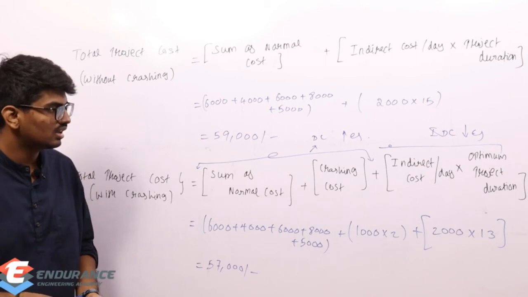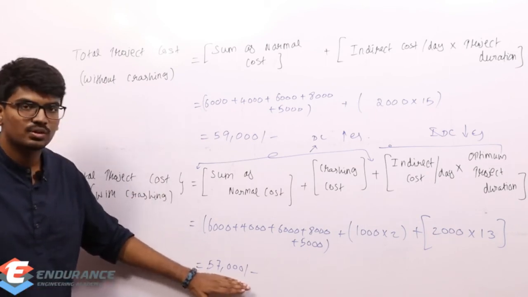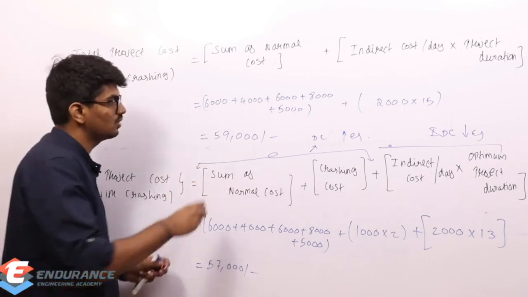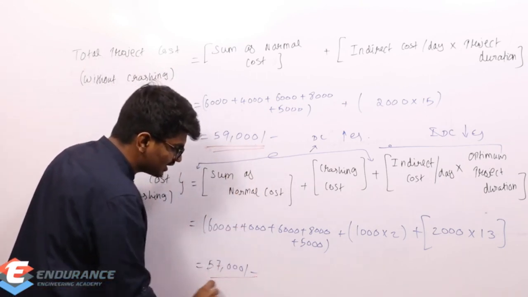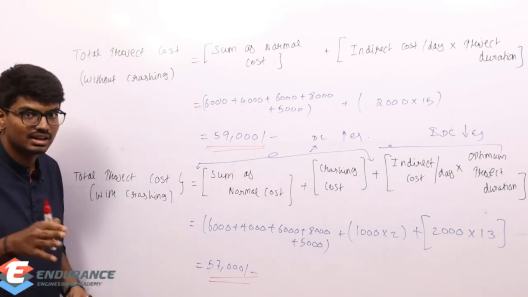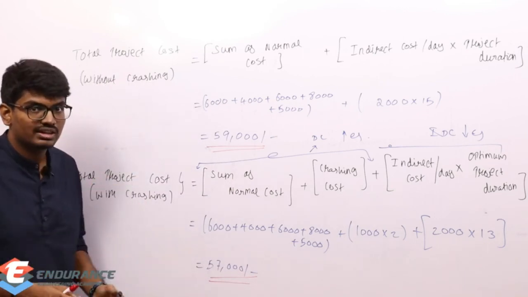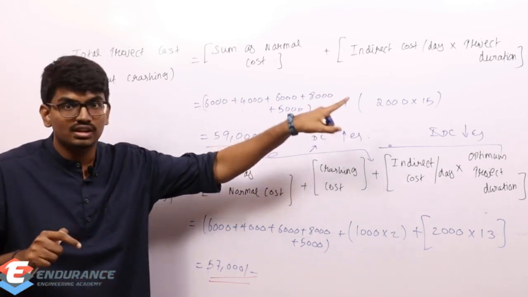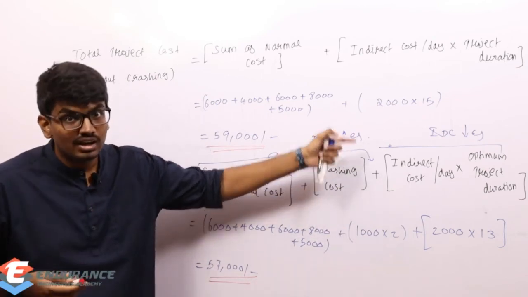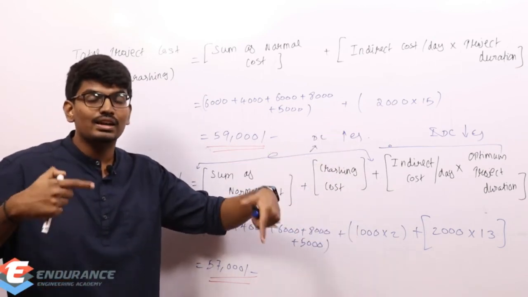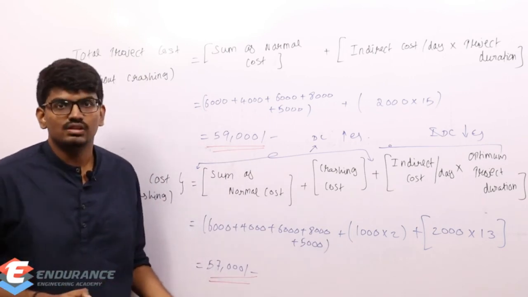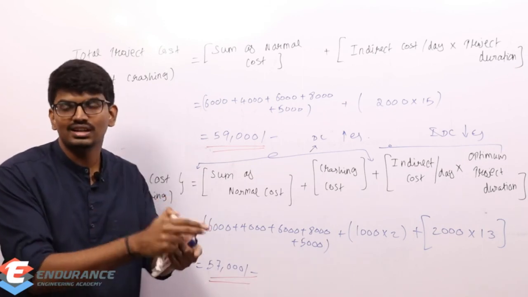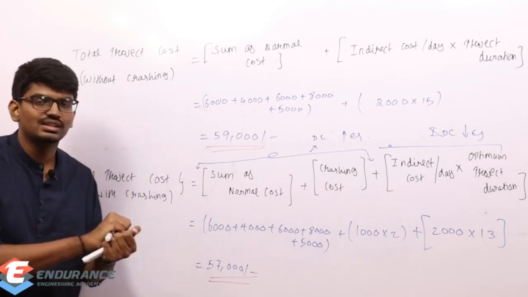1000 into 2, 2000. So overall what is happening? See, overall the project cost is 57,000. Initially it was 59,000. So the total cost with crashing is reduced, right? This is one advantage, but the major advantage is I reduced 2 days. Initially the duration was 15, now I reduced it to 13. So by reducing the duration, I could also decrease the total cost. That is what we do in crashing. I am optimizing the time duration such that my total cost reaches its minimum value.